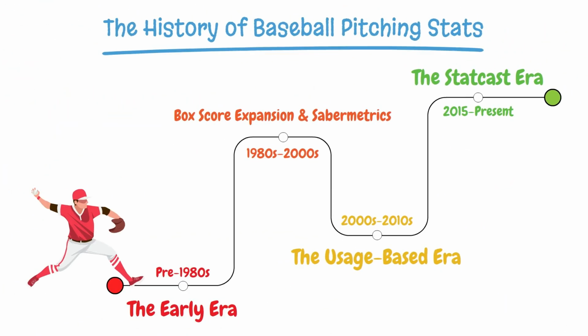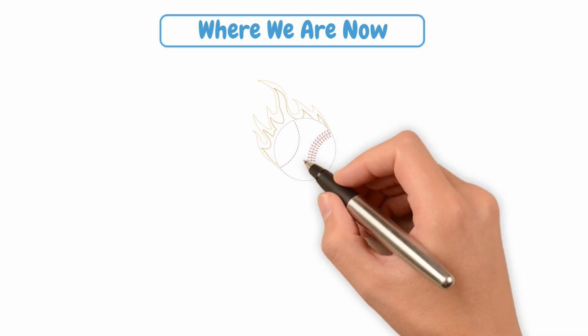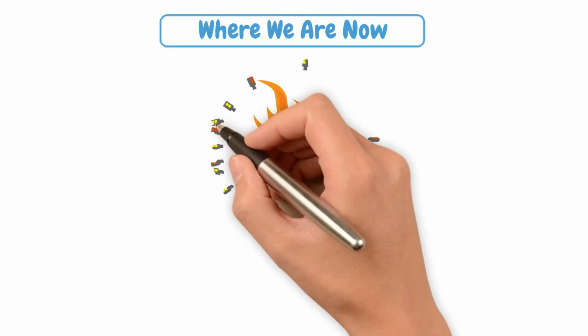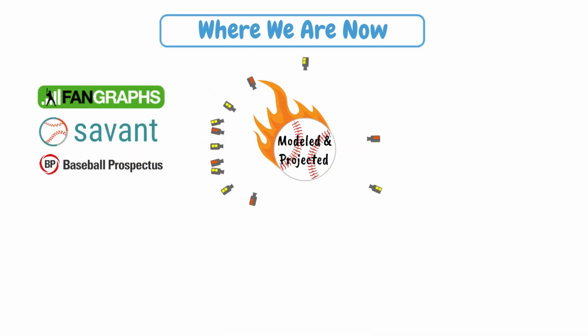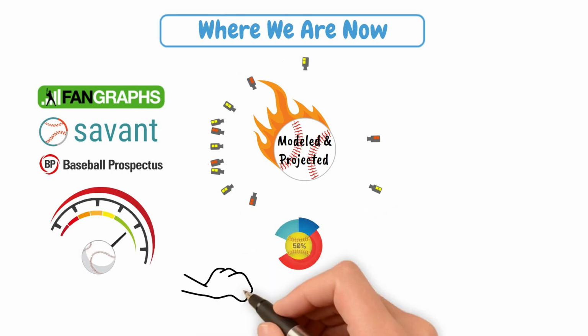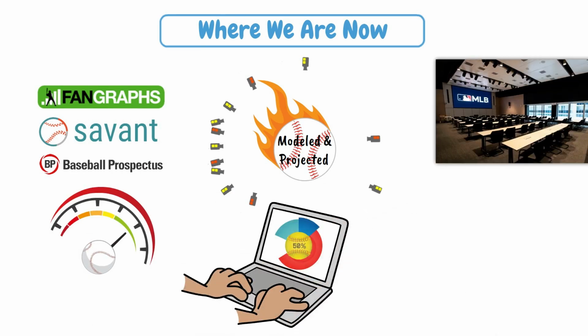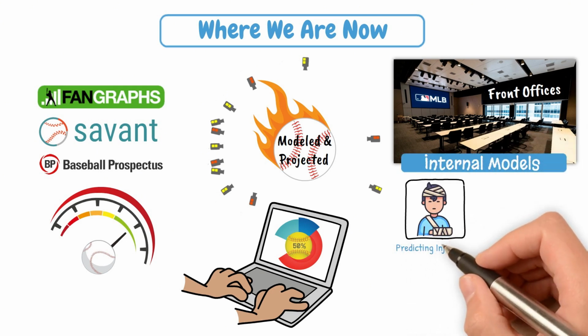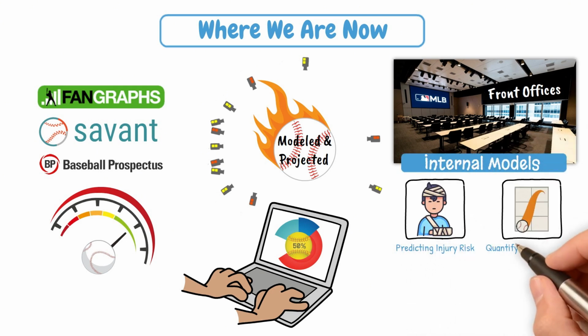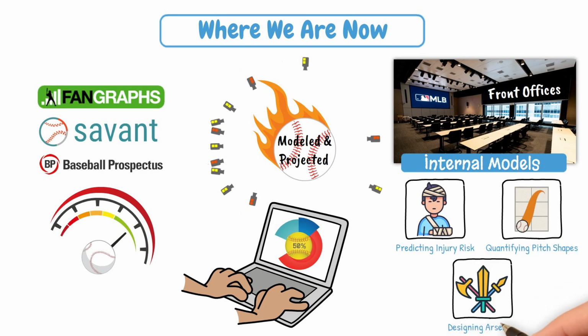So, where are we now? We're talking about front office modeling, Baseball Savant dashboards, and projectable stuff. Today, every pitch can be tracked, modeled, and projected. Sites like FanGraphs, Baseball Savant, and Baseball Prospectus have made advanced pitching data available to the public. Meanwhile, front offices are running their own internal models, predicting injury risk, quantifying pitch shapes, and designing arsenals to exploit hitter weaknesses.